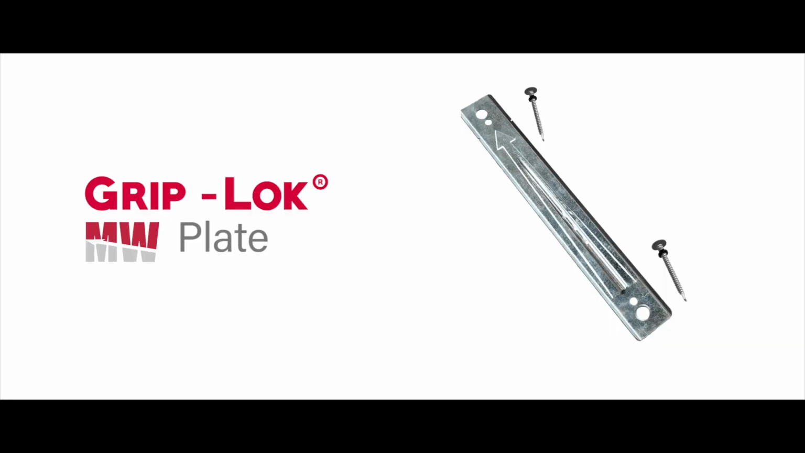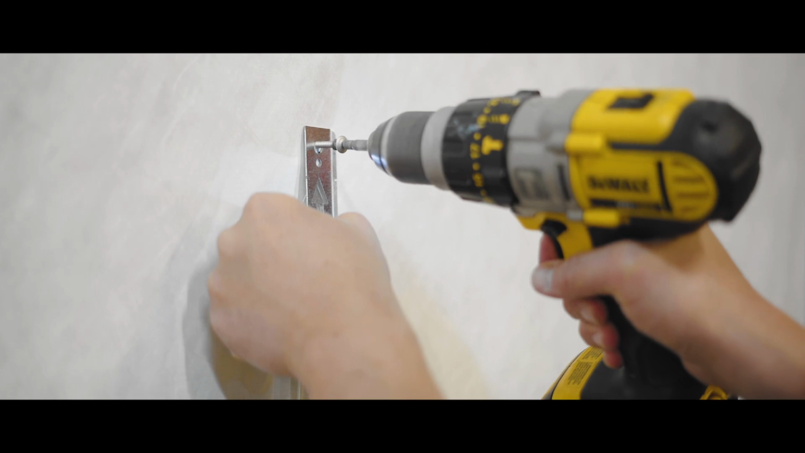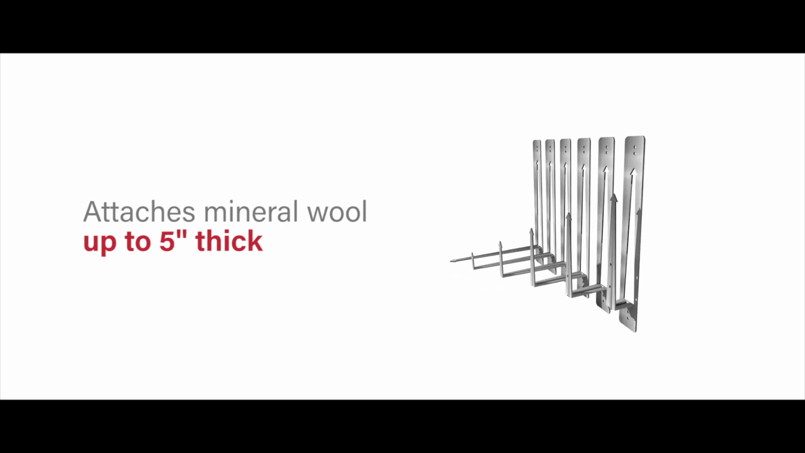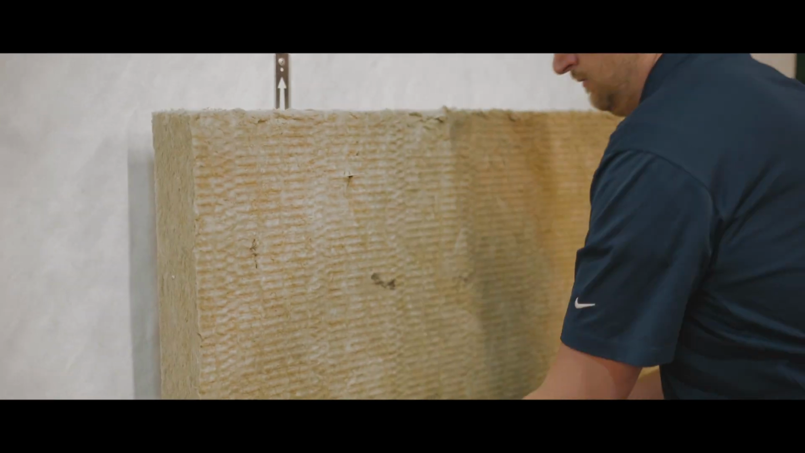The Grip-Lok MW plate is a versatile solution to attach mineral wool to all substrates. This thick pin on steroids is mechanically attached with gasketed screws to help self-seal the fastener penetration against air and water. Suitable for mineral wool up to 5 inches in thickness, the flattened Grip-Lok MW plate can be shot or screwed onto any substrate. The mineral wool panel is impaled onto the barb and then bent flush to lock it in position.